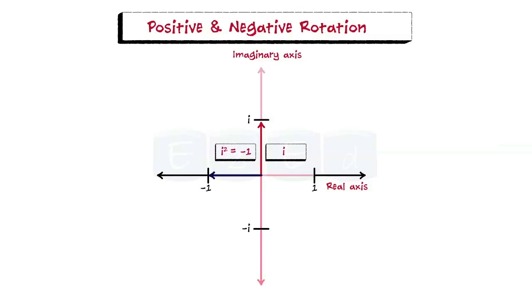I cube, 3 rotations counterclockwise giving -I. I power 4, 4 rotations bring us full circle to 1. I power 5 again takes us to I, starting the whole cycle again.